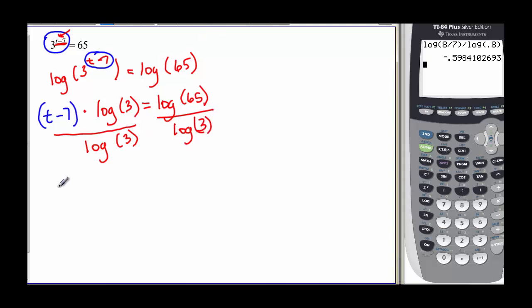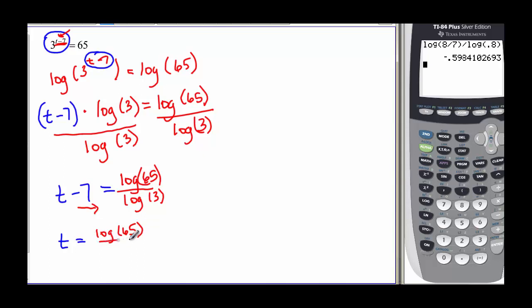So t minus 7, and I really can drop the parentheses now because it's the only thing left on that side, is equal to the log of 65 divided by the log of 3. And the only thing I have to do is get this 7 to the other side. So t is equal to the log of 65 divided by the log of 3 plus 7. And remember, that is a number. So I have this number that I wanted to add 7 to. I have to add 7 to both sides. And this would be my final answer.